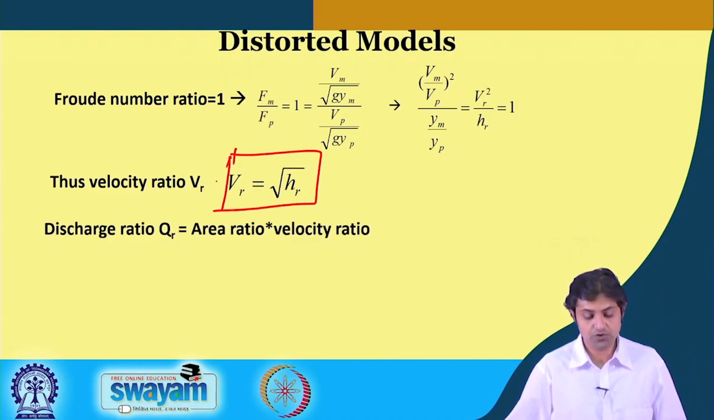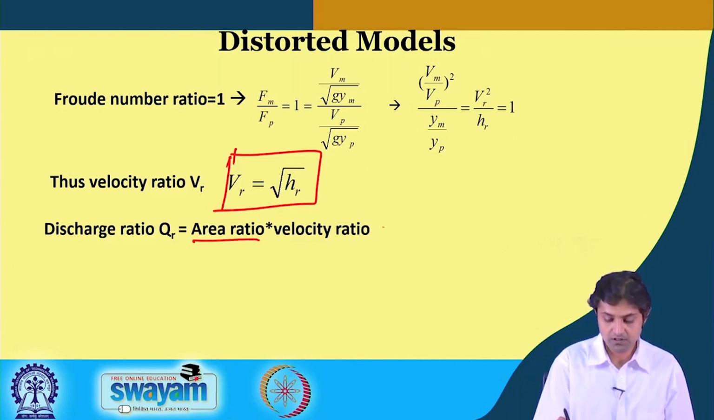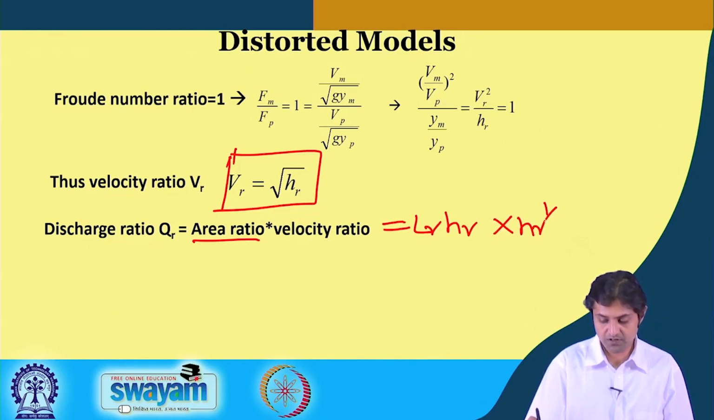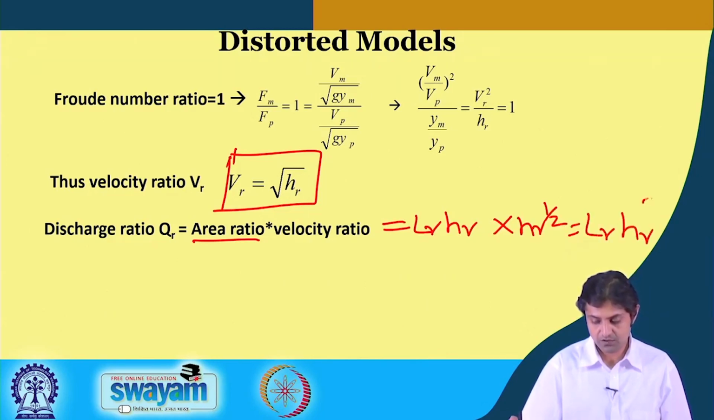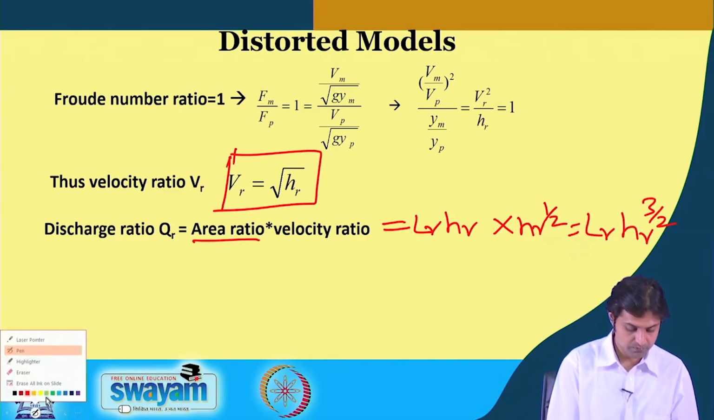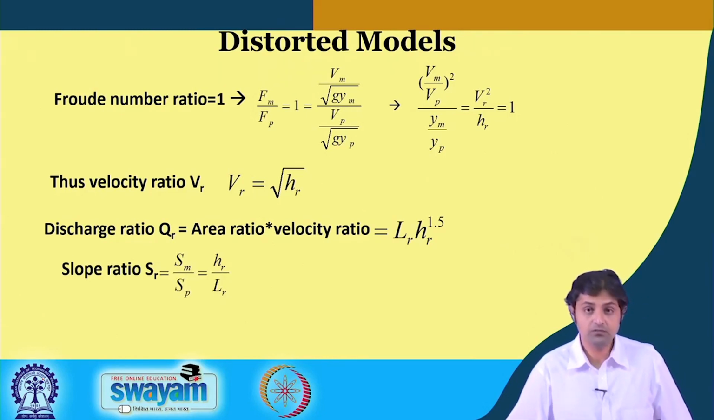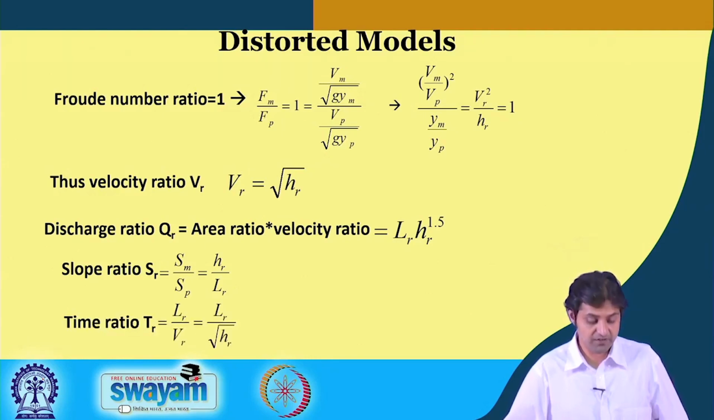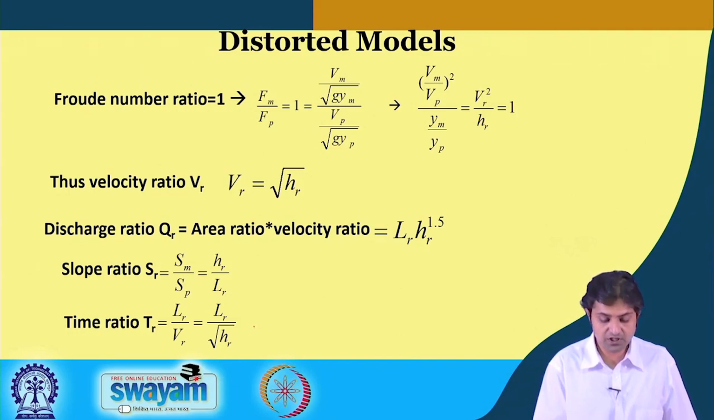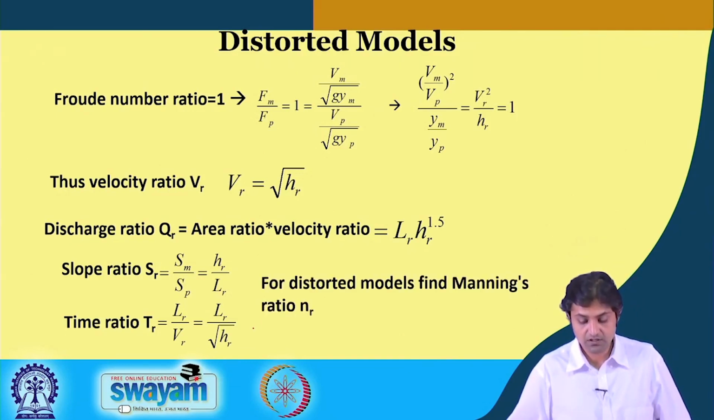Discharge ratio is area ratio into velocity ratio. Area ratio was LR HR into velocity ratio is HR to the power half. So, it becomes LR into HR to the power 3 by 2. Slope ratio is Sm by Sp is equal to, it is y by x, right. So, it is HR by LR, one side is the depth, one is the x and y dimensions. Time ratio is LR by VR. So, LR is LR and VR is under root HR. So, it becomes LR divided by under root HR.